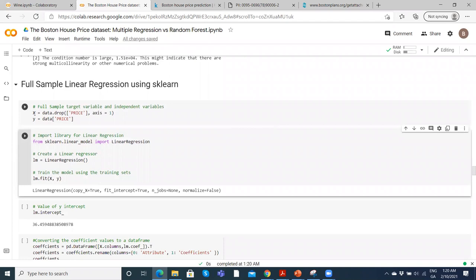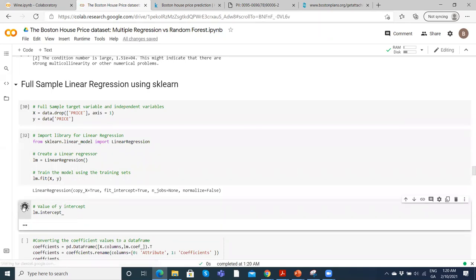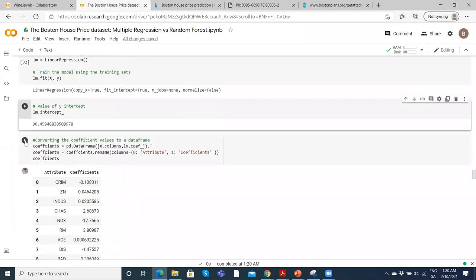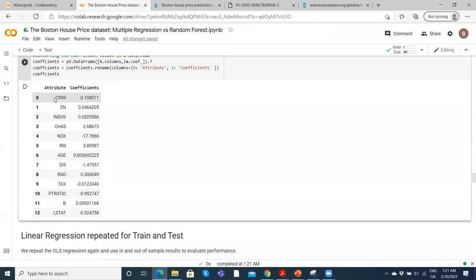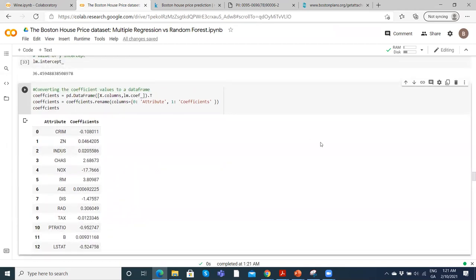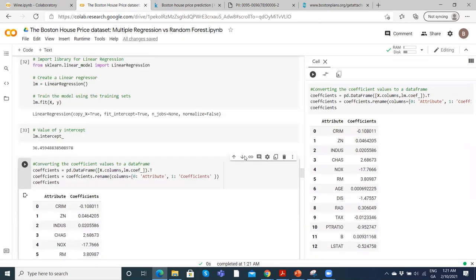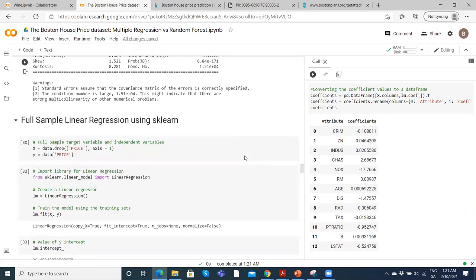So it's basically just to define that the x variables, the independent variables, are defined as just dropping the price from the data set, and then y is the price. So this is the target variable, and these are the independent variables, and for the full sample we will regress using the sklearn library, and then we get the intercept. We can output the intercept and then output the full sample coefficient estimates. Now, it's not like the traditional format, but we can compare the output here against what we had before.